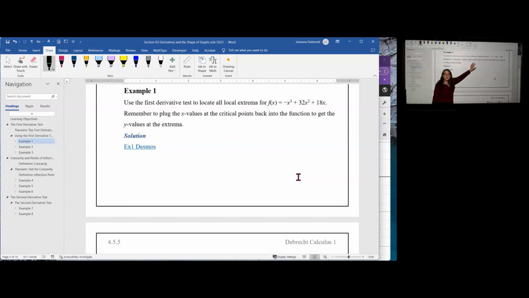Remember, at the end, we will substitute the x values of the critical points into the function to get the y value of the extremum. Go ahead and pause the video to find the first derivative and the critical points, then turn the video back on and we'll finish the problem together.